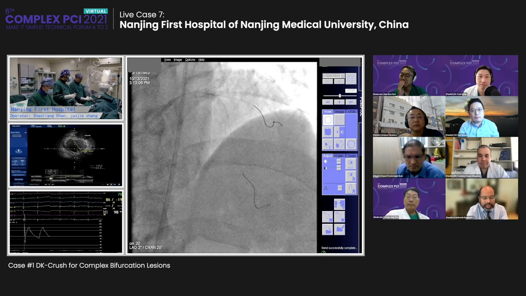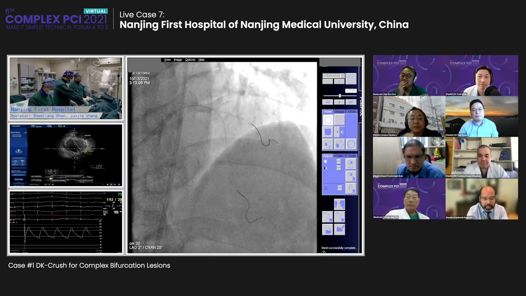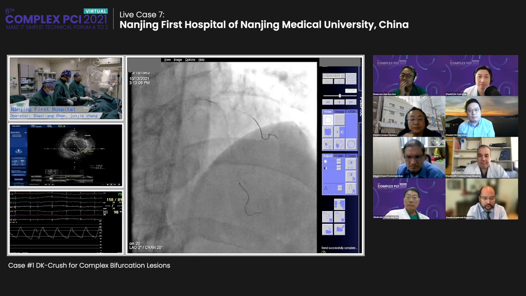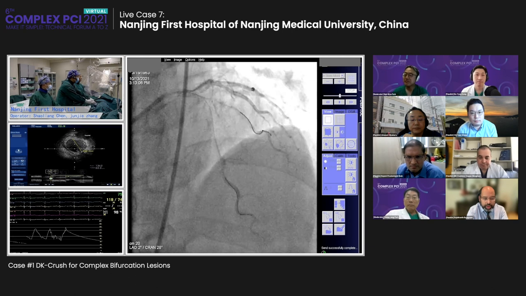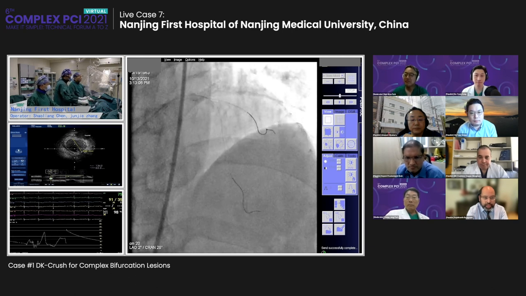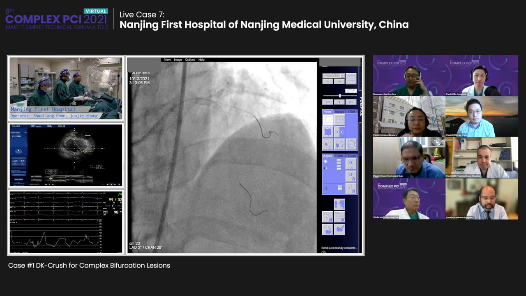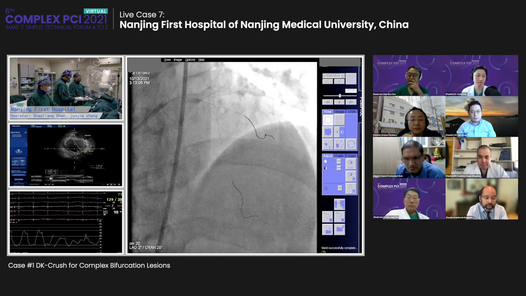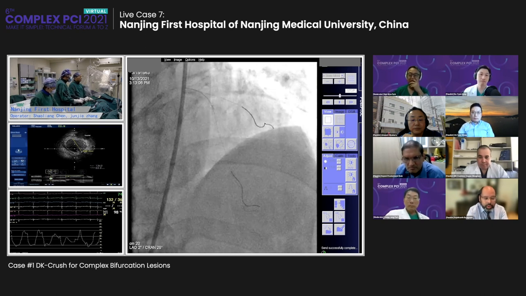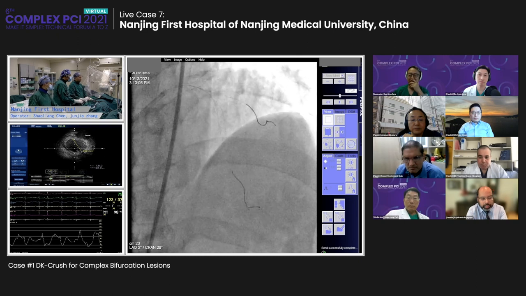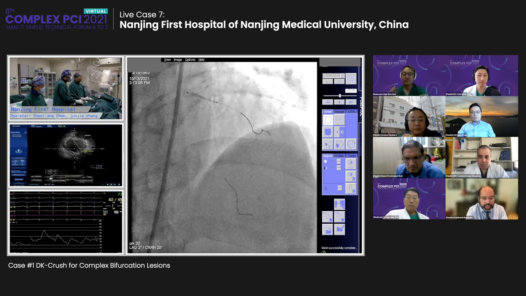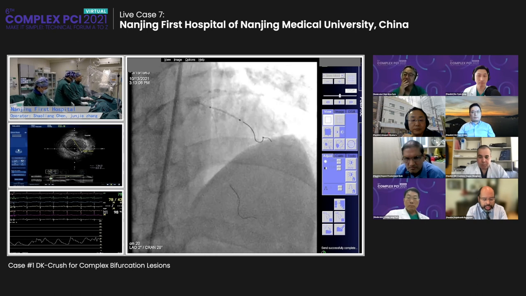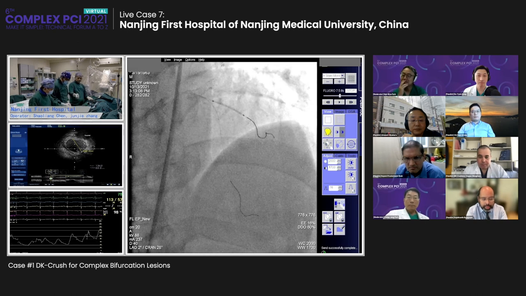It's a great case. I think it is clearly a complex bifurcation as defined, because there's a long segment of disease in the side branch. And I think provisional stenting would not be a good option here. If you're stenting the diagonal, it has to be a dedicated technique. The other option, something we do quite often here, I'm from Brunei, is a drug-eluting balloon in the side branch and a stent in the main branch, in the LAD. Is that something you would consider?